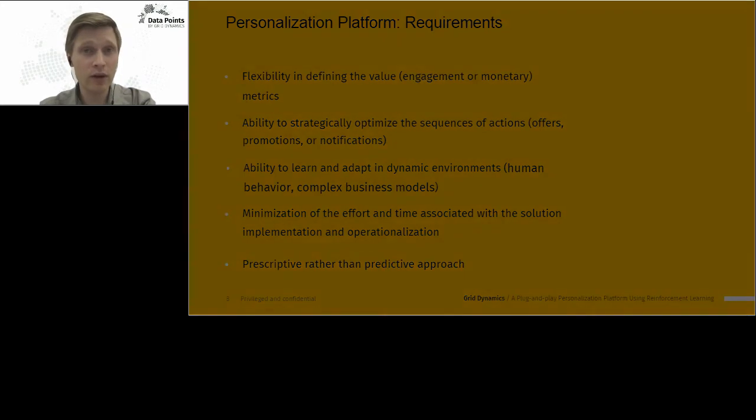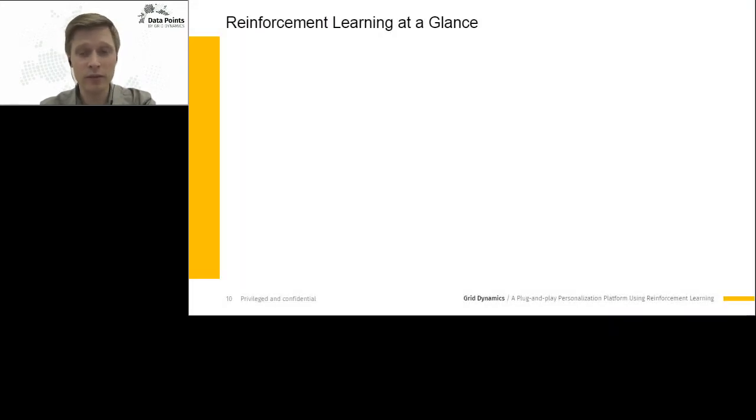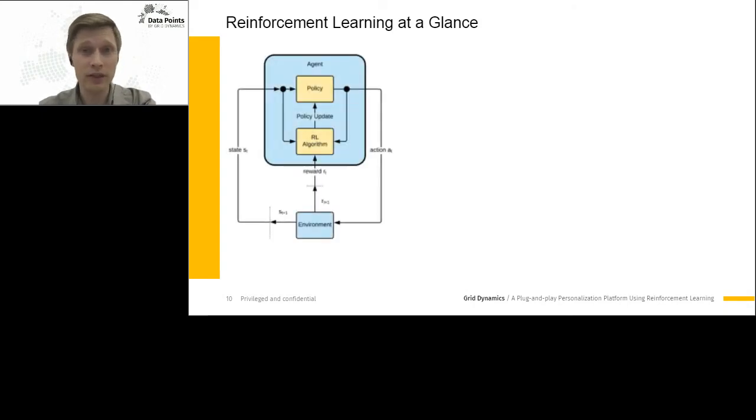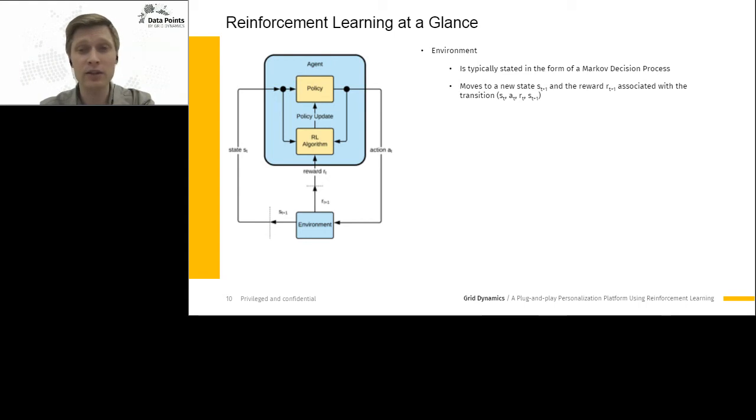The reinforcement learning problem is meant to be a straightforward framing of the problem of learning from interaction to achieve a goal. The learner and decision maker is called the agent, and the thing it interacts with, comprising everything outside the agent, is called the environment. These two interact continually, with the agent selecting actions and the environment responding to those actions and presenting new situations to the agent. The environment is typically stated in the form of a Markov decision process and is responsible for providing the reward on taking an action and moving to a new state associated with the transition: S_t, A_t, R_t, and S_t+1 in our case.